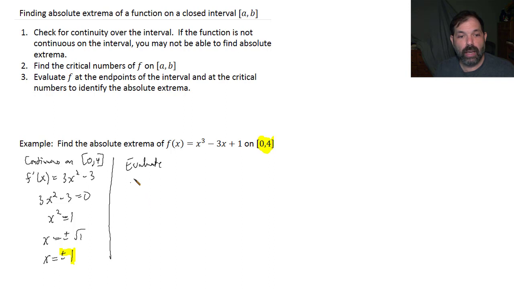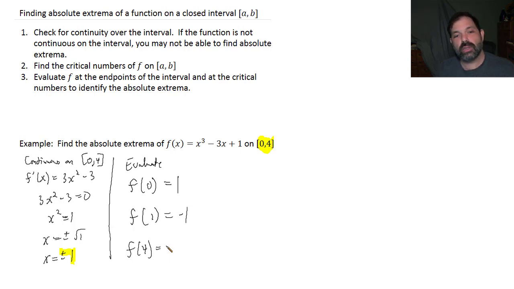We need to evaluate f of 0, f of 1, and f of 4. So f of 0 would be 0 cubed minus 3 times 0 plus 1. That would be 1. f of 1 would be 1 cubed minus 3 times 1 plus 1. That would be 1 minus 3 plus 1, that's negative 1. And then f of 4 would be 4 cubed minus 3 times 4 plus 1. That would be 64 minus 12, which is 52. 52 plus 1 is 53.